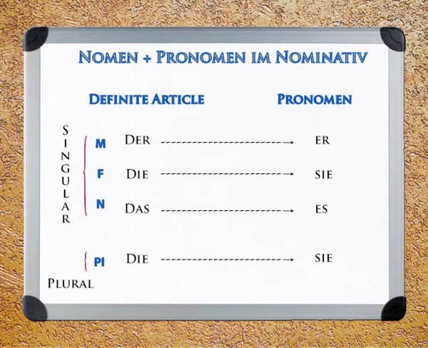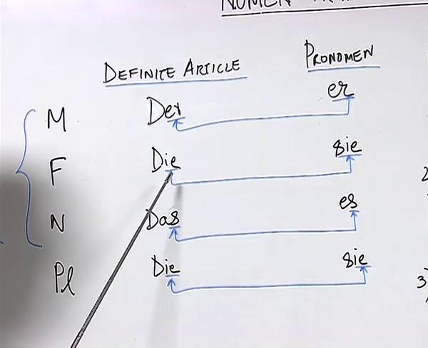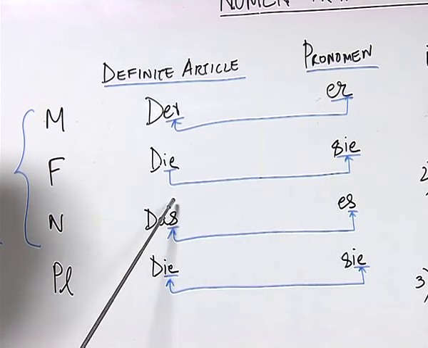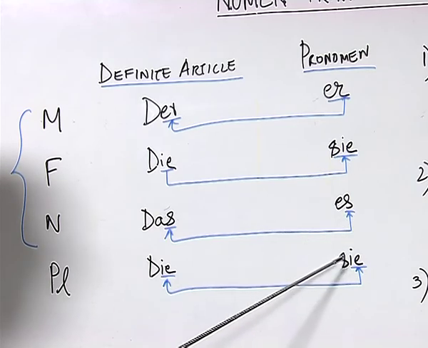Here you have the definite articles, which are called bestimmte Artikel, and the definite articles in German are der for masculine, die for feminine, das for neuter and die for plural. And you are also familiar with these pronouns: er, which is for masculine, sie for feminine, es for neuter and sie again for plural. Now we will see how these are derived from the definite articles, especially for pronouns like sie and sie.